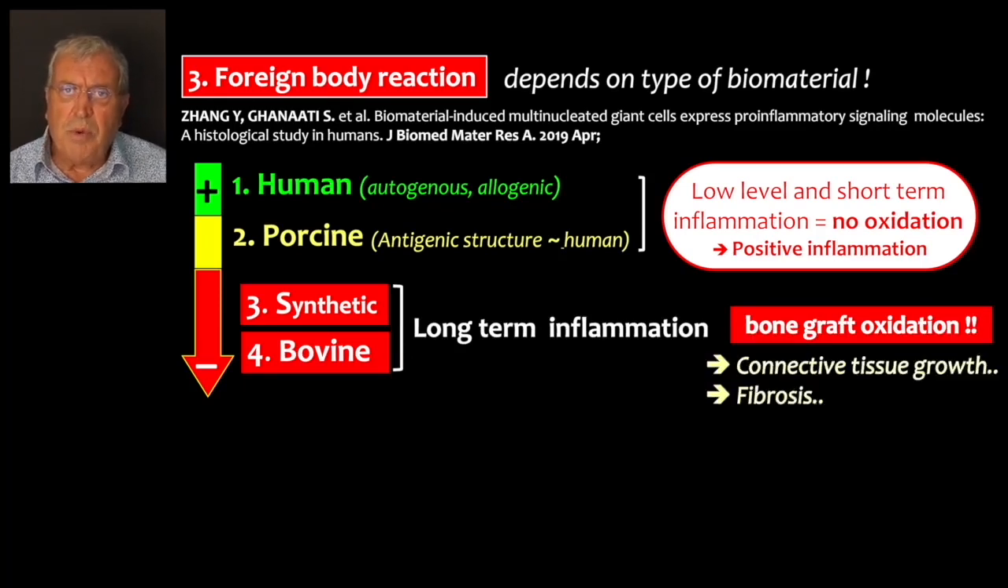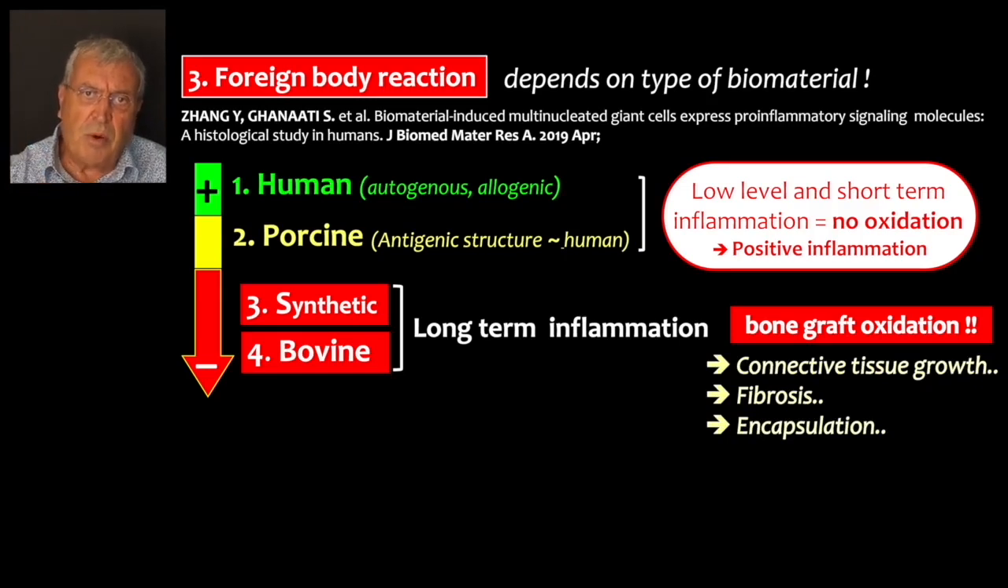And we understand why we meet connective tissue, fibrosis, or encapsulation. It's because of the inflammation into the bone graft, not from the cells coming from the soft tissue.